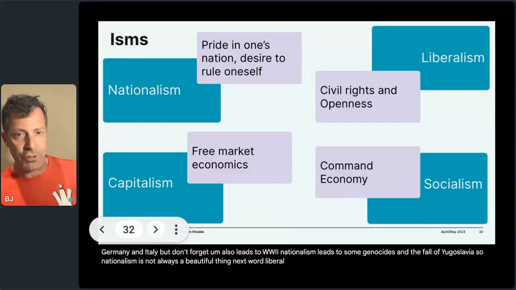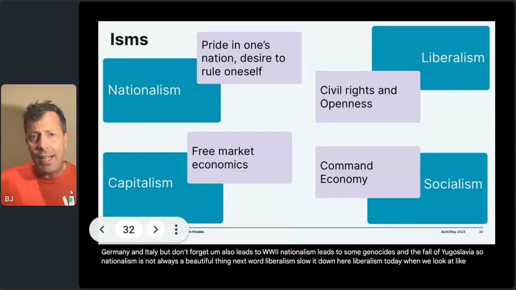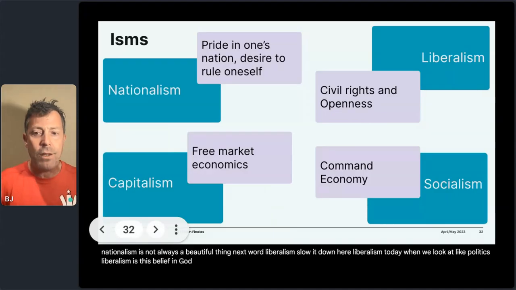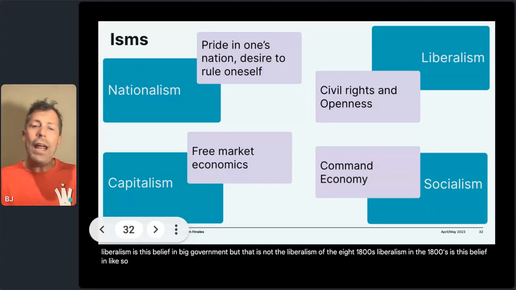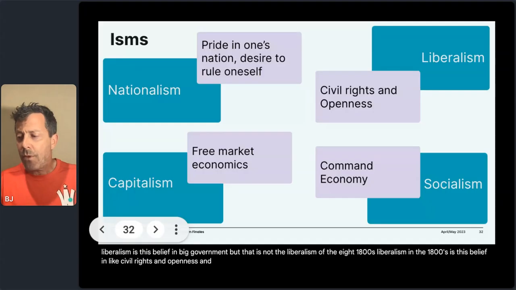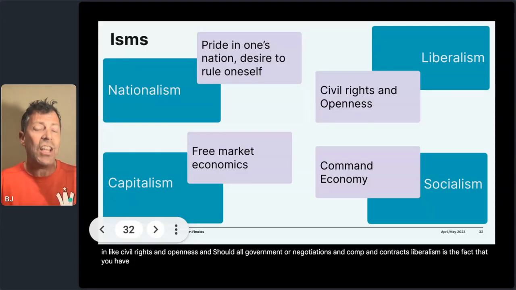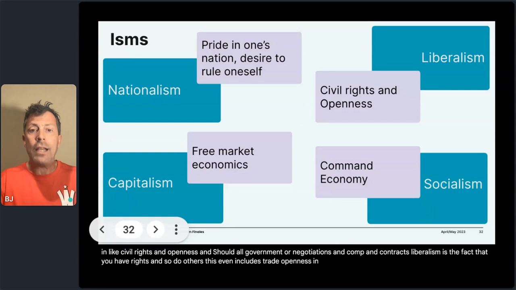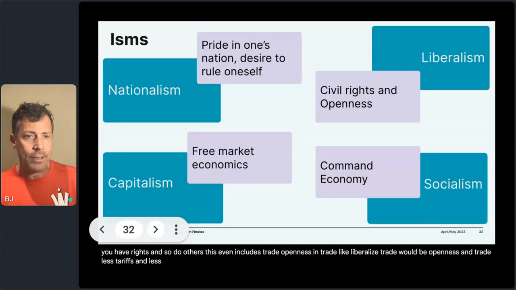Next word, liberalism. Slow it down here. Liberalism today, when we look at politics, is this belief in big government, but that is not the liberalism of the 1800s. Liberalism in the 1800s is this belief in civil rights and openness and constitutional government or negotiations and contracts. Liberalism is the fact that you have rights and so do others. This even includes trade, openness in trade. Like liberalized trade would be openness in trade, less tariffs and less taxes.